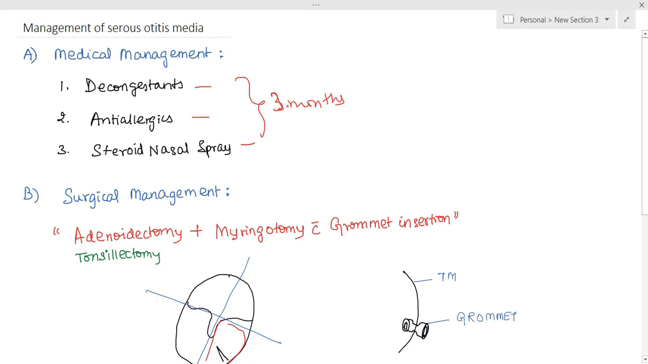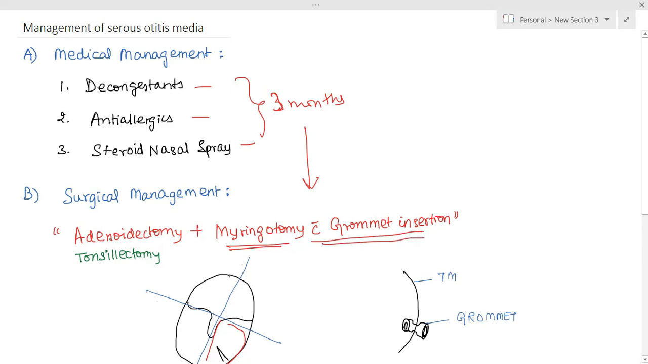If the patient is improving, there is good response, then we don't need to go for surgical management. But after 3 months, if there is no response and the patient is still suffering from serous otitis media, then we go for surgical management. Okay, so what do we do in surgical management? First of all, you need to do myringotomy with grommet insertion. Okay, we'll talk about that in a second.